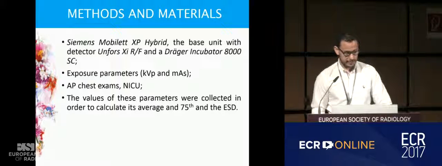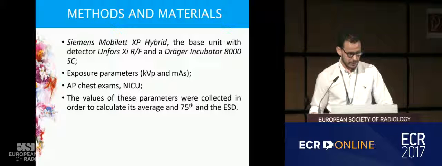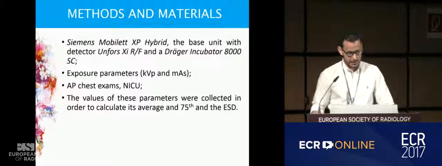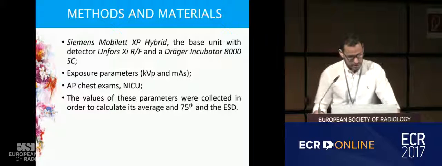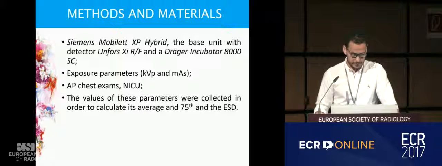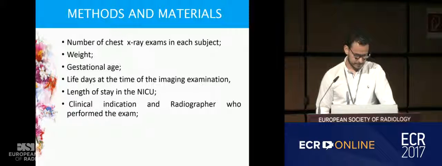This is our methods and materials. This is our equipment, a Siemens Mobilett hybrid, the base unit with the detectors, and the Dräger incubator SC. Then we also recorded the exposure parameters and the distance between the patient and the equipment. And we used these parameters to calculate the 75th percentile and the entrance surface dose.